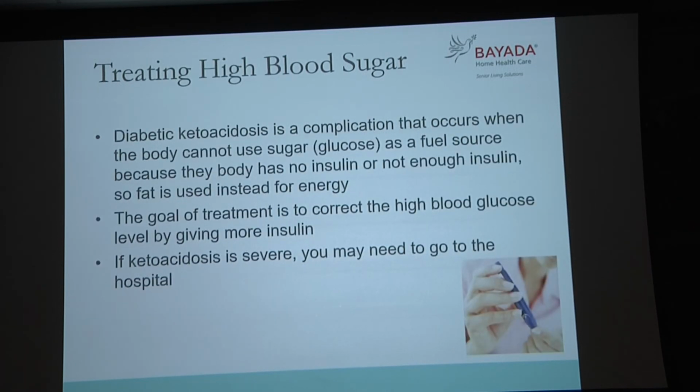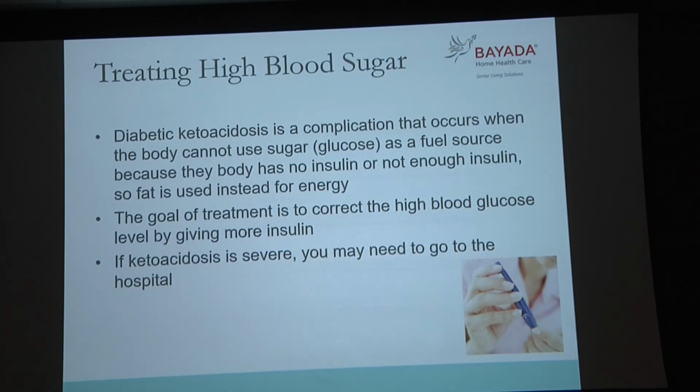Treating high blood sugar: that's when the diabetic ketoacidosis comes into play, that emergent situation we talked about earlier. It occurs when the body cannot use sugar as a fuel source because the body has no insulin or not enough insulin, so it uses your fat stores for energy. The goal of treatment is to correct the high blood glucose by giving more insulin. If it's very severe, you may need to go to the hospital. That's when your doctor will have a plan in place.